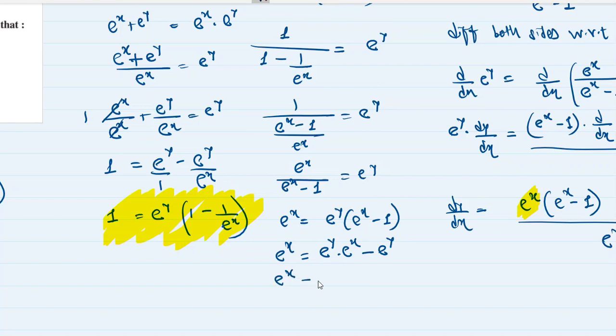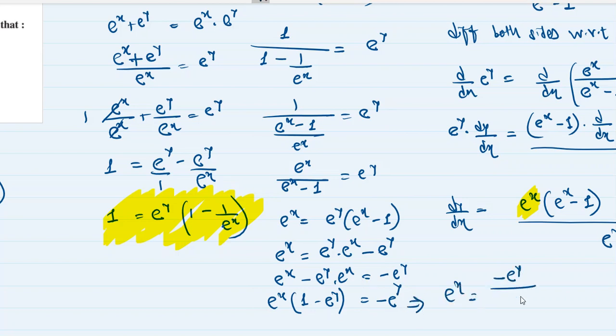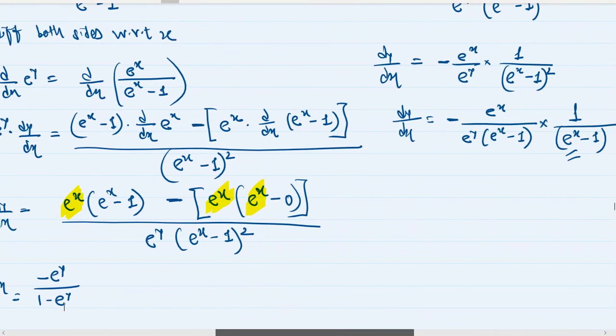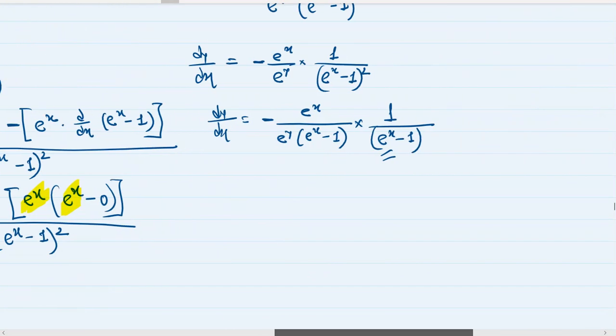e raised to x minus e raised to y into e raised to x, we will bring e raised to x to this side, minus e raised to y stays here, e raised to x comes out common, and we will be left with 1 minus e raised to y is equal to minus e raised to y. So e raised to x is equal to minus e raised to y upon 1 minus e raised to y. Let's put this in place of e raised to x.